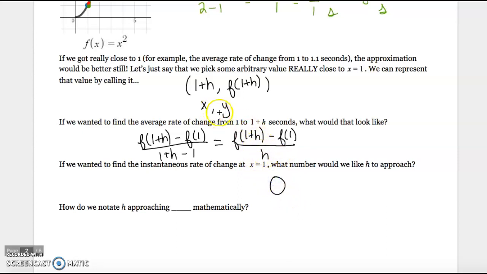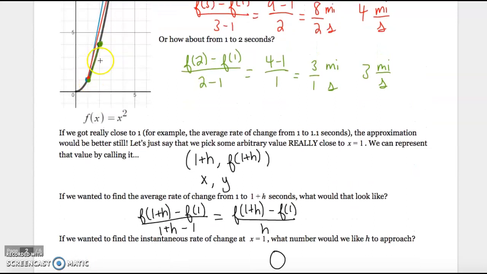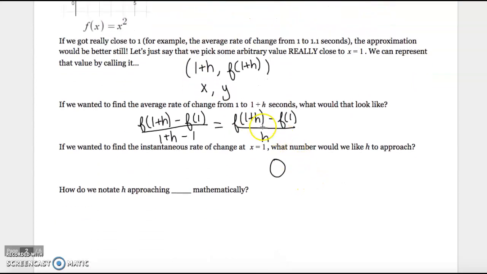If I make my h value super, super small, then I would get really, really close to 1, and so I would get a really good secant line. It would basically be a tangent line. But I can't have h actually equal 0.